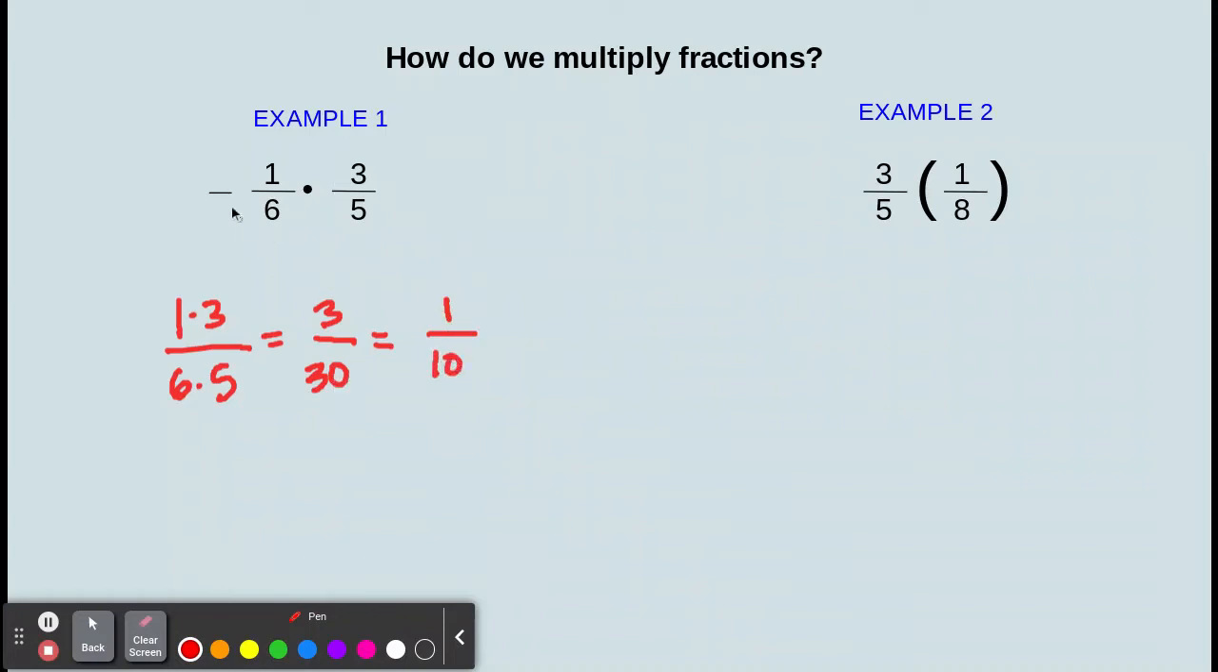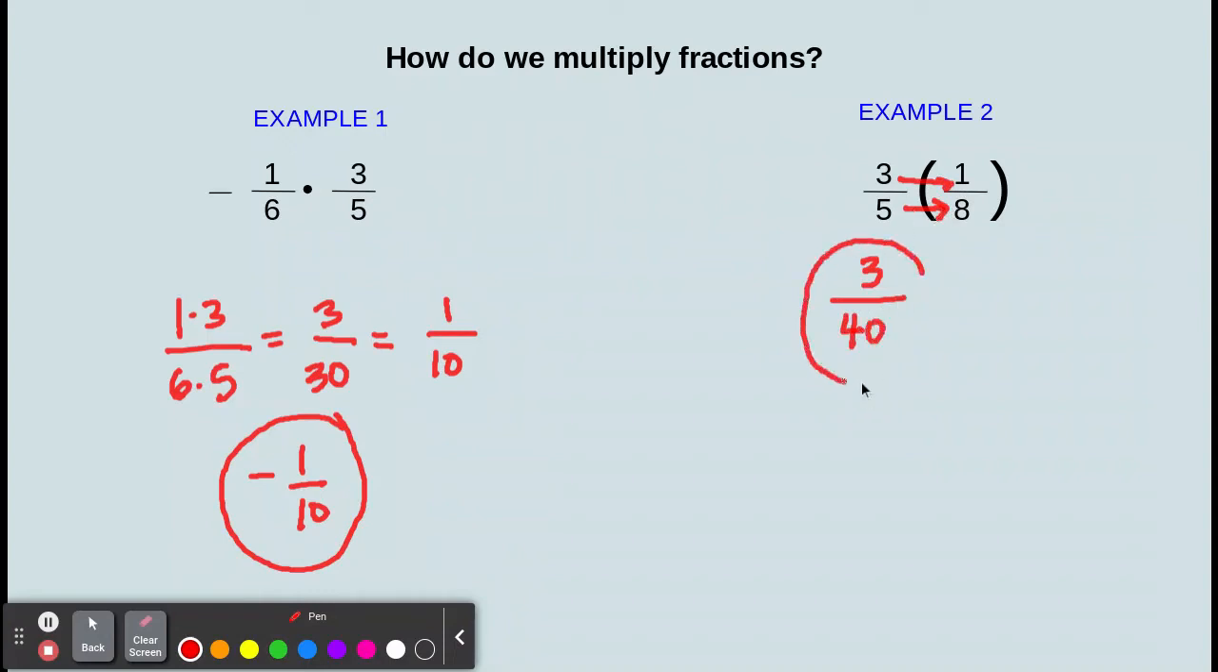Now these have different signs, so that means our answer is negative, right? Over here, we are going to, again, just multiply straight across. So 3 times 1 is 3, and 5 times 8 is 40. These both have the same sign, so our answer is positive.